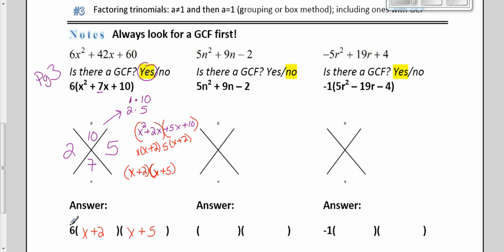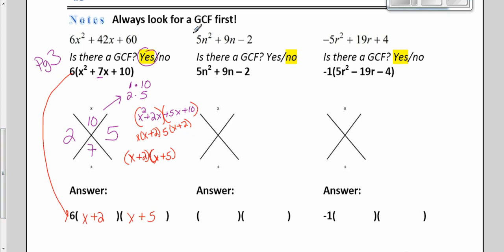Last thing to point out is notice the 6 out in front. Remember, I pulled out the GCF originally as a 6, and that went back to that it has to be in front still. If we would multiply these, distribute this 6 back through, and then FOIL, we would end back up with this, and we will check that out in class. Okay. All right, let me go to my next one.